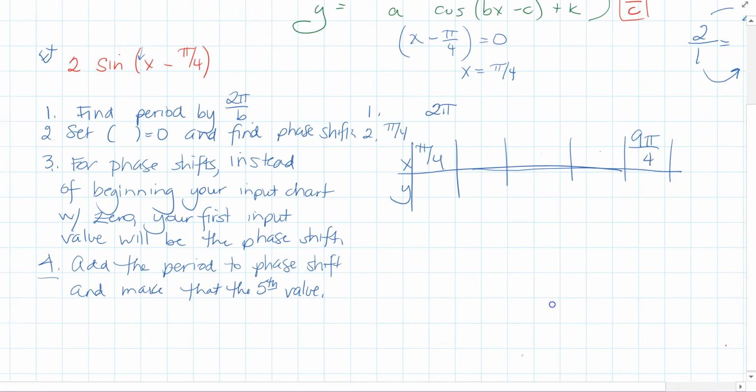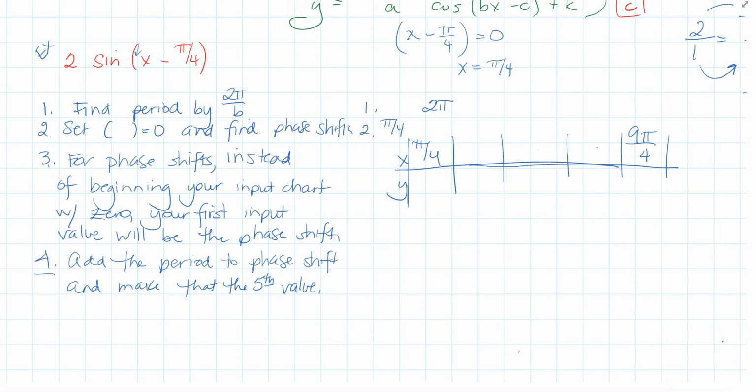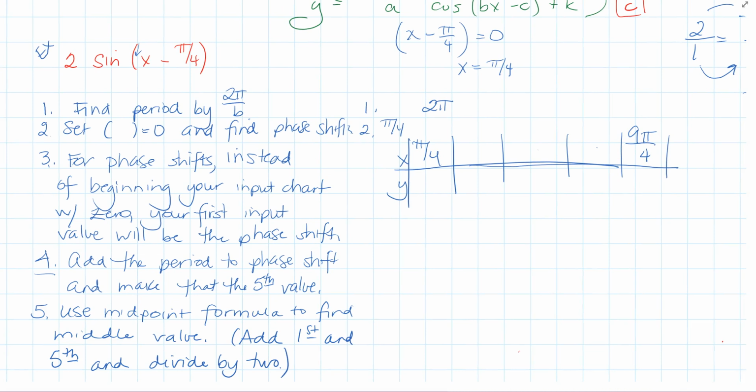Now I'm going to find the third one by doing the midpoint. So I've written that down. Use the midpoint formula to find the middle value, which is, in fact, to add the first and the fifth and divide by 2. Now don't worry about the pi, I'll add that later. But if I take 1/4 plus 9/4, I get 10/4, right? I just need half of that, which is, you can multiply it by 1/2 if you'd like. It's going to simplify anyway. 5/4.